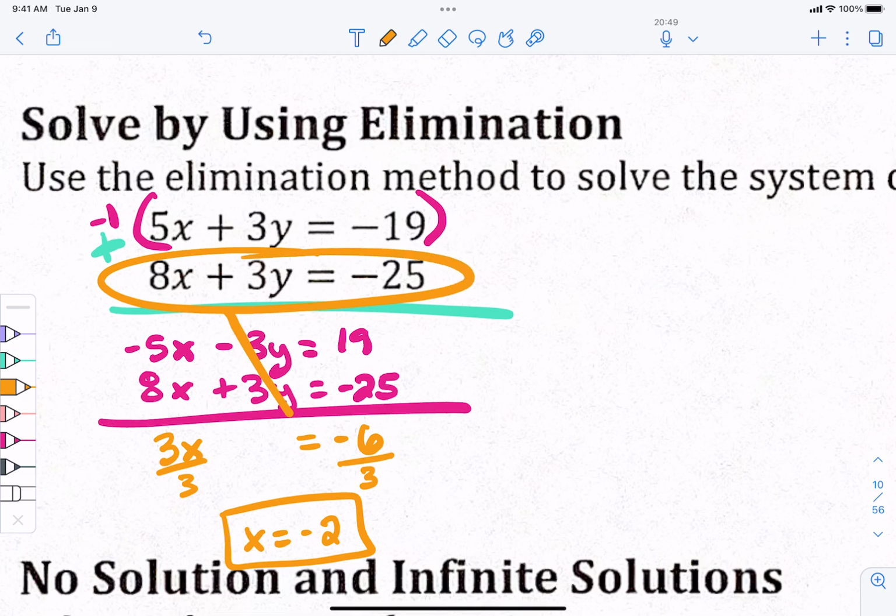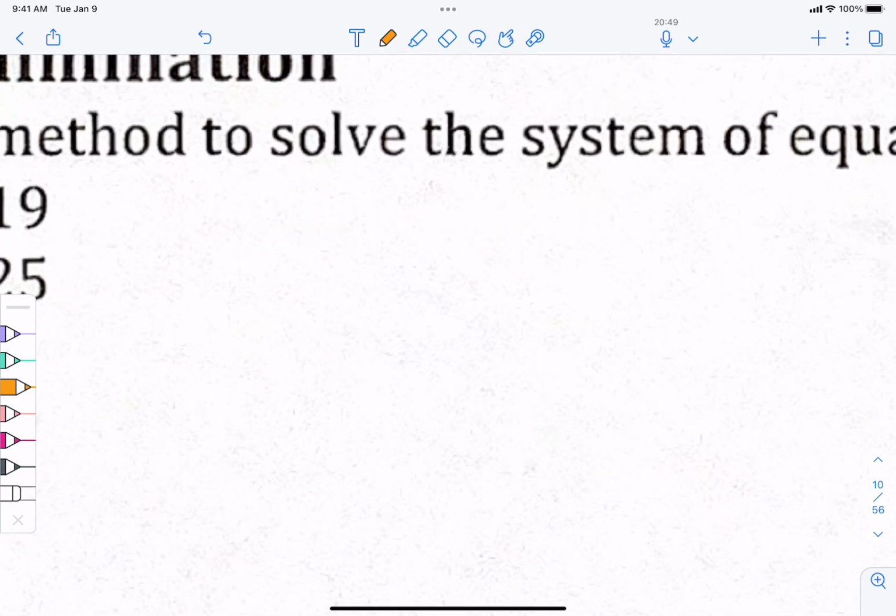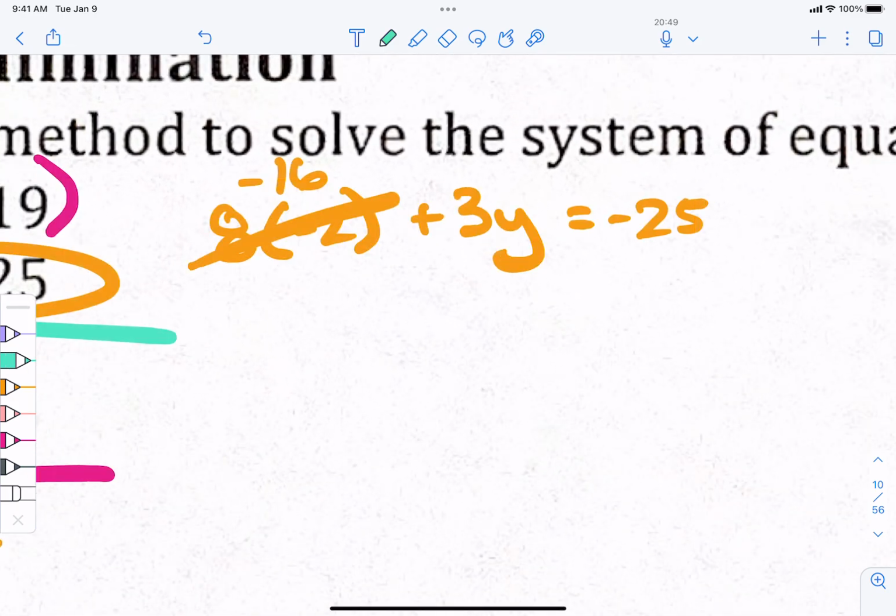Okay, so make sure you're plugging in for x. So 8 times -2 plus 3y equals -25. Okay, so Aubrey says -16. Okay, plus 3y equals -25. And then what? You have to add the 16. Plus the 16 over, plus 16 over.